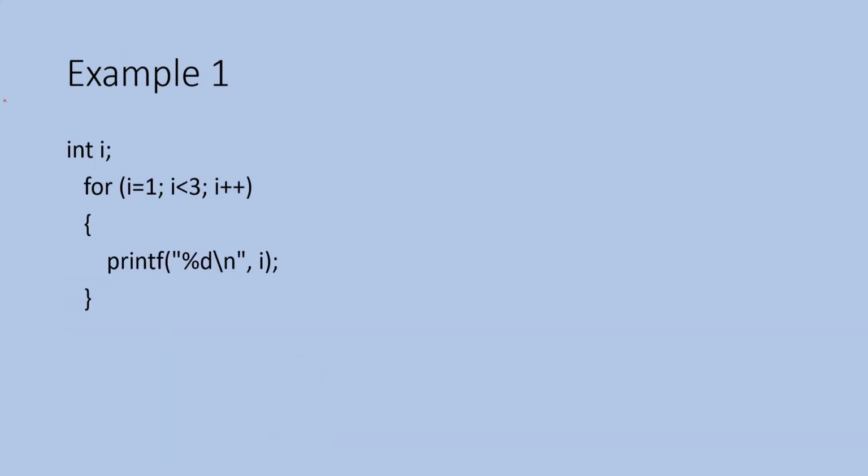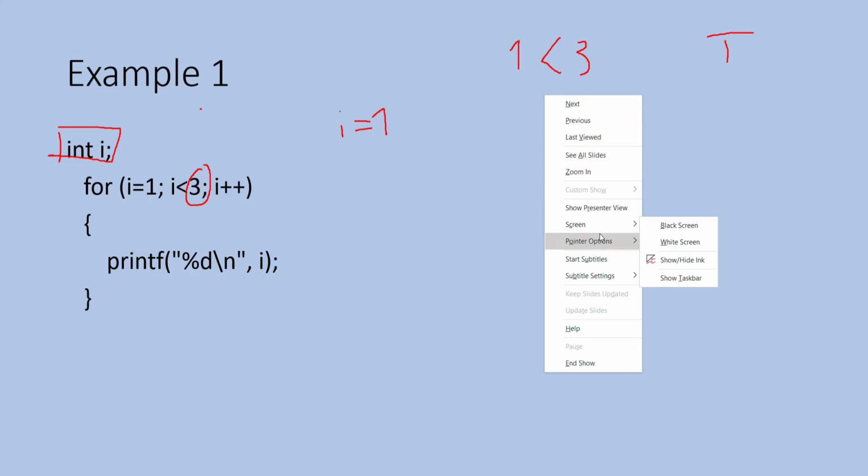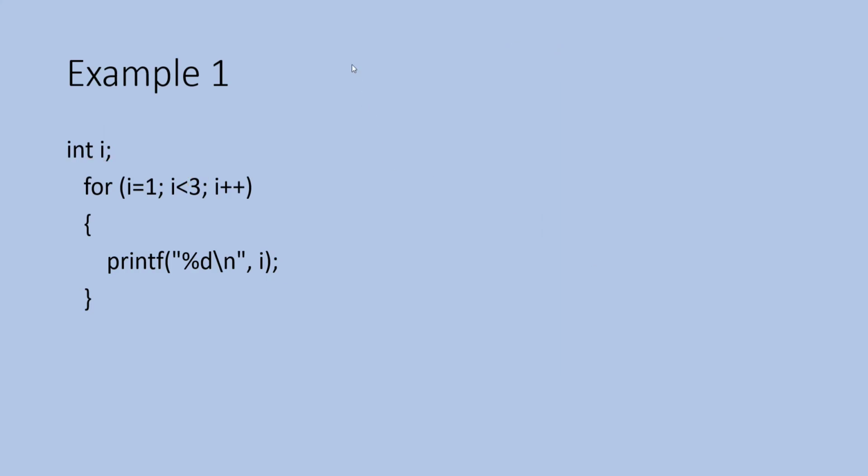So here's an example. There it is. So we're going to declare I. We're going to say that I equals 1, and that our condition has to be less than 3. So let's start: I equals 1, less than 3. So for the first run, it's going to be true. And it's going to print out %d. Alright, so it's going to say 1 over 3.